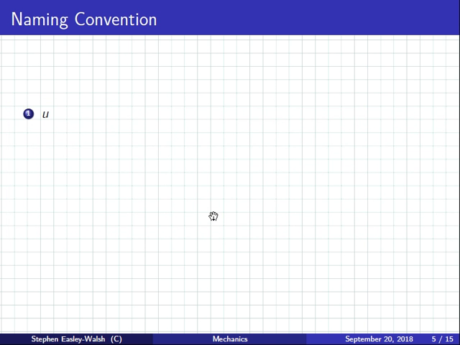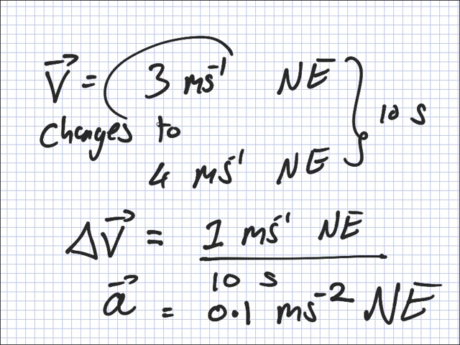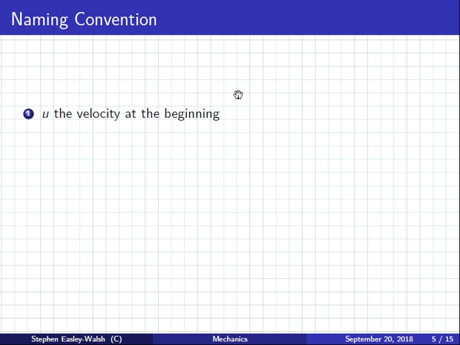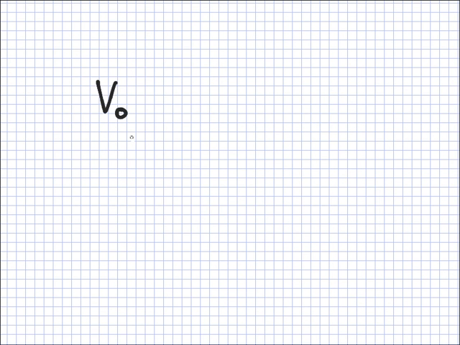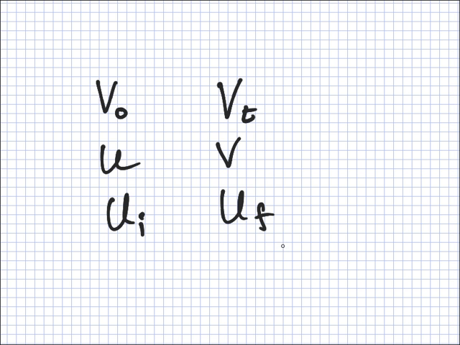Now, some letters. Most people use the letter U to mean the velocity at the beginning. So here, this I would call U. Some places use V0 and VT, where VT is the last. In America, I think they use Vi and Vf. So it's different. Here we use U and V.